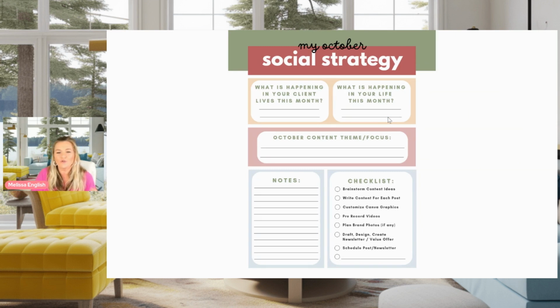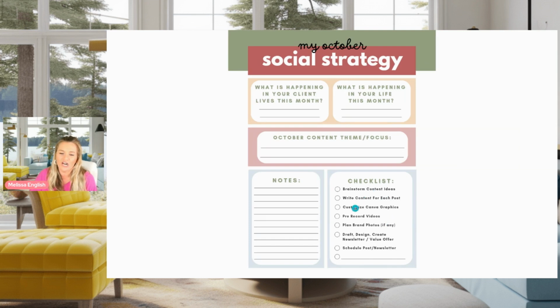What is your social media content theme or focus? What are you focusing on? Do you want to focus on the fact that it's fall time, the seasons, the holidays that we have? We don't have many for October, but we do have falling leaves and all of that sort of thing. So what are you talking about mostly for the month of October?